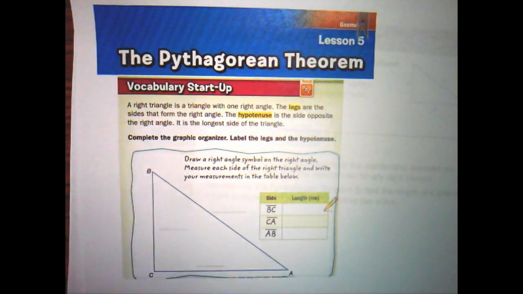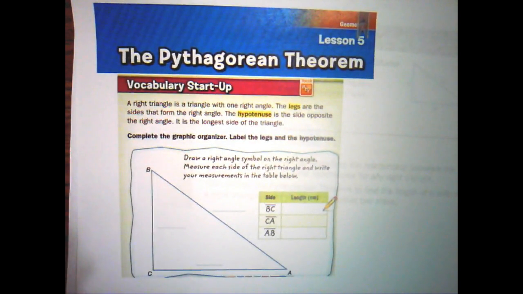So to start, the Pythagorean theorem is a theorem that has to do with right triangles. So to get us started, we want to talk a little bit about what a right triangle is and some of the parts. So a right triangle is a triangle with one right angle in it. The legs are the sides that form the right angle, and the hypotenuse is the side opposite from the right angle or across from the right angle. The hypotenuse is also the longest side of the triangle.